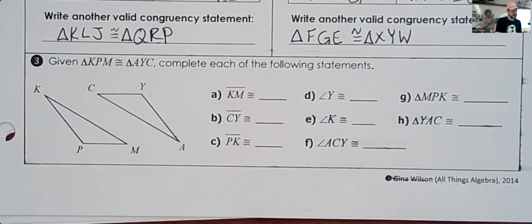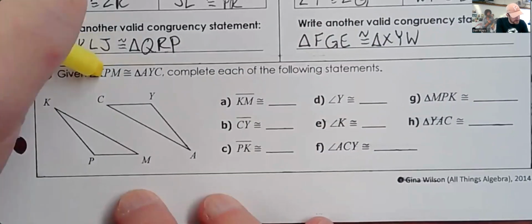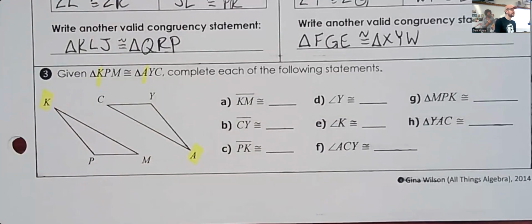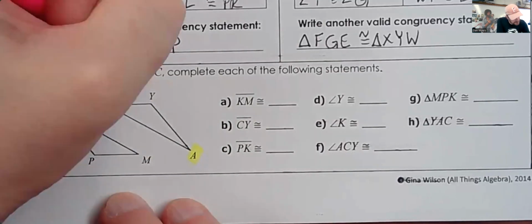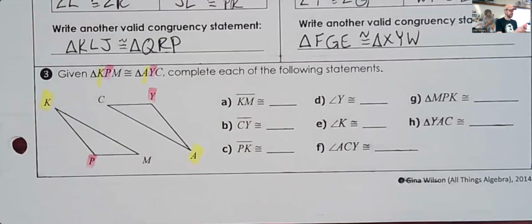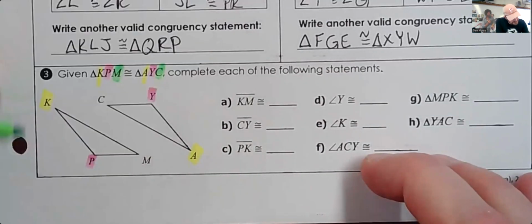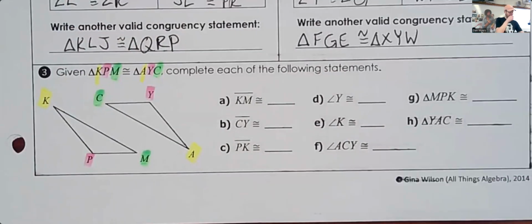So if we wanted to, we could do the same thing we just did on number 1. So like K matches with A. So that means that K here matches with A there. With the middle letters, P matches up with Y. So P goes with Y. And then the final two would be M and C. So M corresponds to C. So M and C are also congruent. Looking at those two triangles, it would probably be more challenging to figure that out than actually looking at the congruent statement. I prefer the congruent statement for that.